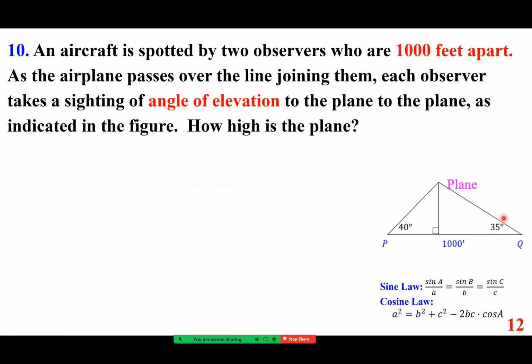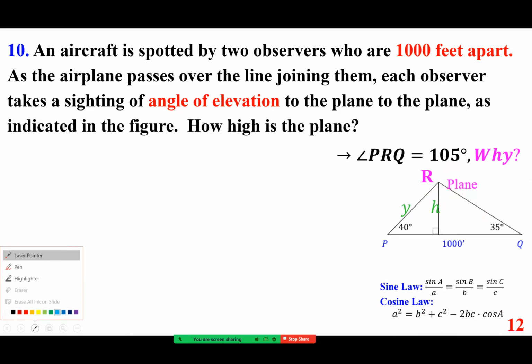So let's throw in what we know. If we call this H, we call this Y, we call this R. Now, P, R, Q, this angle is 105 degrees. 105 because 180 minus the sum of 40 and 35. That's why, okay? And we know these angles. How do we know these angles? Because, let me shade one of them. Let me shade, for example, this one.